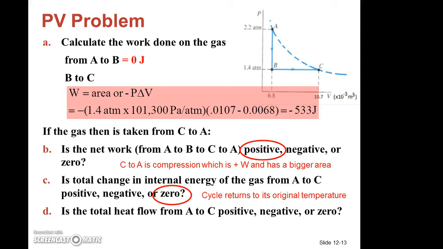Now, if delta U is Q plus W, and we just said that work was positive, but delta U is 0, then my total heat flow must be negative. So by the first law, in order for this to be 0 and work to be positive, then Q must be negative to cancel out all of the work that's being done. So heat must be flowing out of the gas.